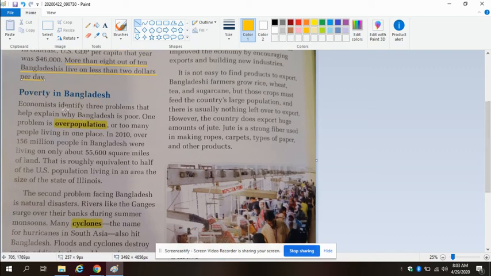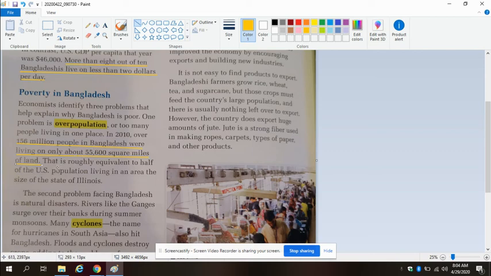Okay, economists identify 3 problems that help explain why Bangladesh is poor. One of them is overpopulation, or too many people living in one place. In 2010, over 156 million people in Bangladesh were living on only about 55,600 square miles of land. We could definitely use that one. That's proving that they're poor because overpopulation is a big problem.